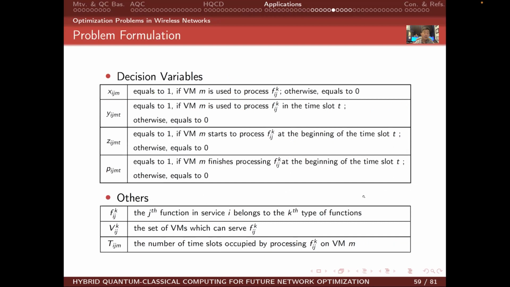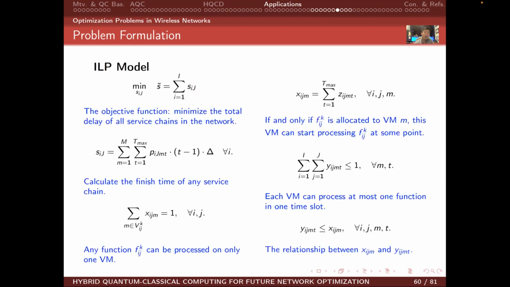And here we have a decision variable, where X_ij is equal to 1 when virtual machine M is used to process the function F_ijk, otherwise it is equal to 0. And Y_ijm is equal to 1 if virtual machine M is used to process this function F_ijk in time slot T. And also we have Z and P, and some other variables for the functions to have certain constraints. So here we have the pure integer linear programming method.